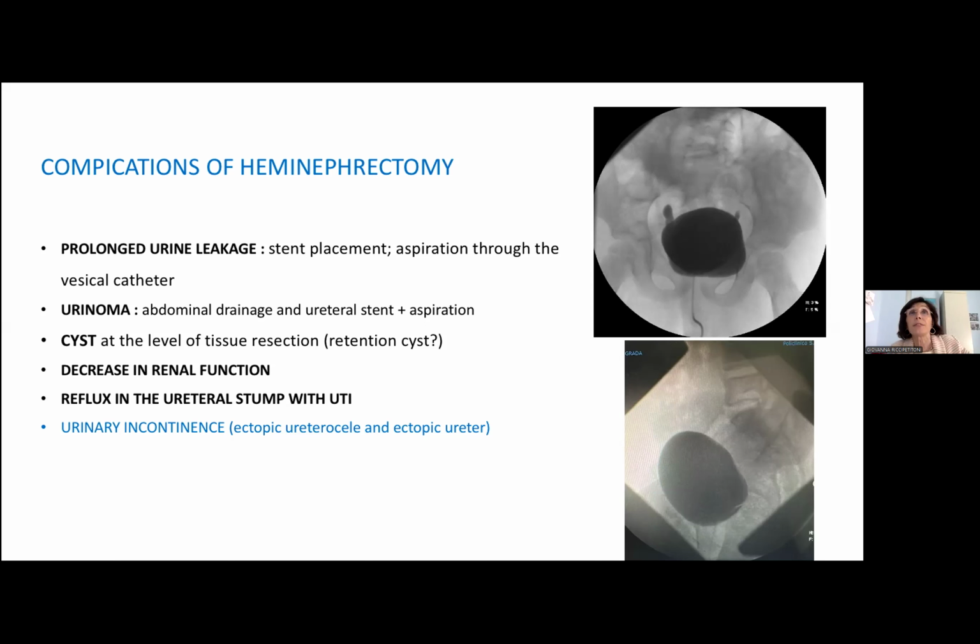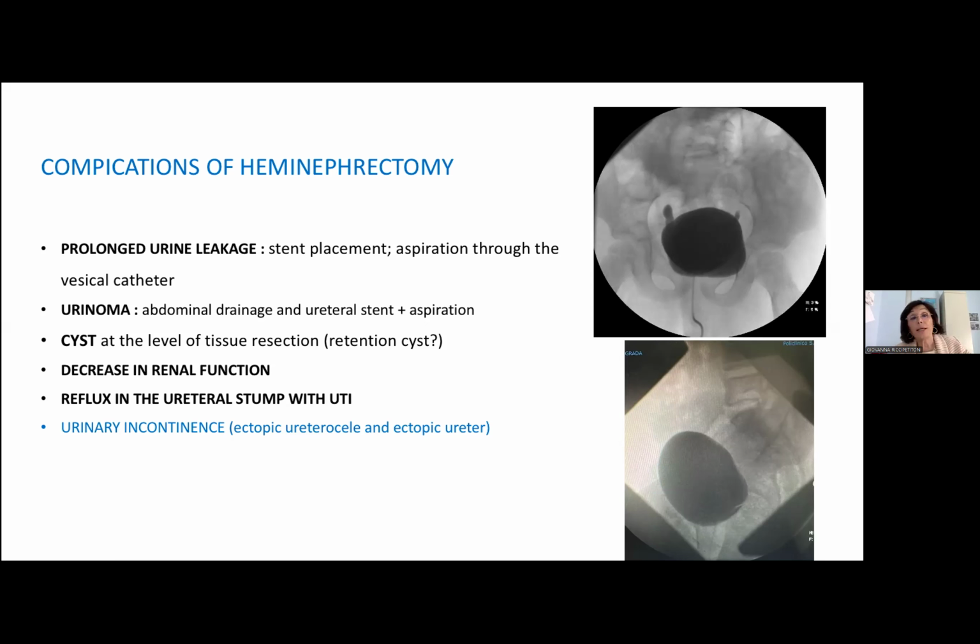Another question that can be discussed also is temperature. High temperature of the device that we use and also a prolonged procedure can give some reduction in renal flow and can also contribute to the decreasing renal function.